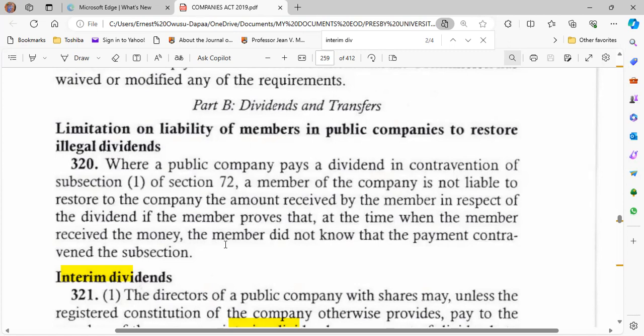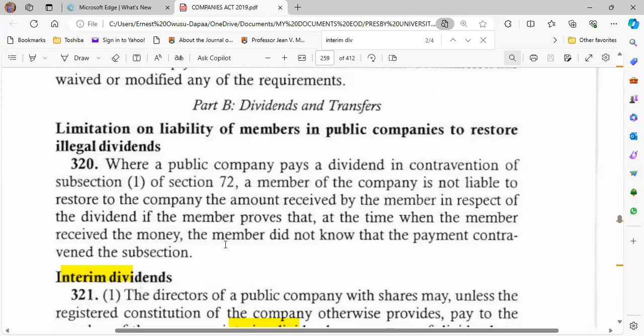So where I can prove that I was not aware, then Section 320 is saying that, being a public company, a shareholder will not be held liable to restore the amount of money paid to him as illegal dividend if he can prove that at the time of receiving it, he was honestly not aware that what he was receiving was an illegal dividend.